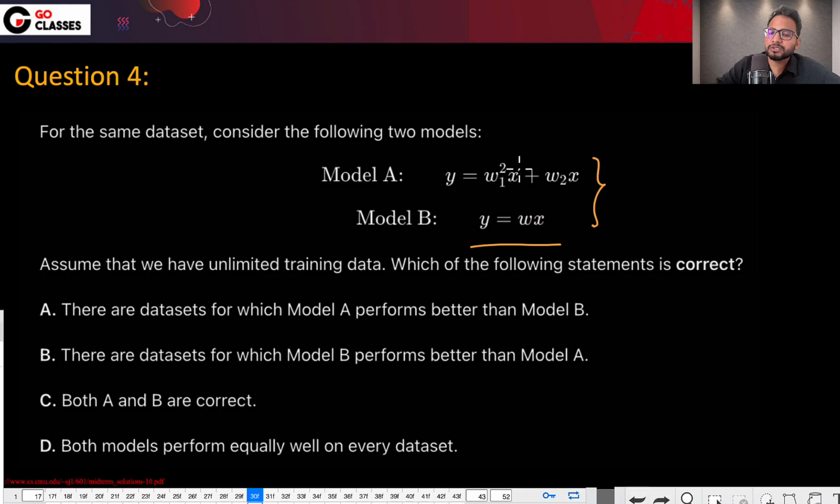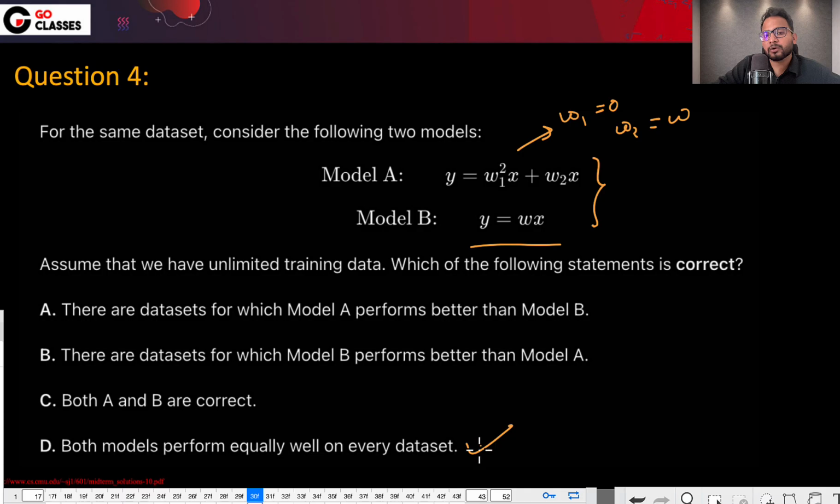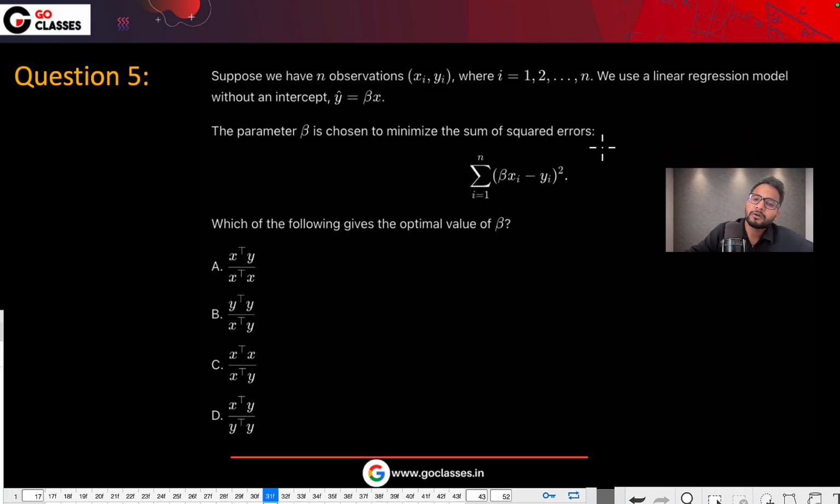So if you are having W1 square, then you can immediately make W1 to be 0. The model will adjust in such a way that it will not compromise. It can make W1 to be 0 and W2 the same as whatever W you are getting here, so that both are matching. That's why both models will perform equally well on every data set. Understood? So in this question, this is W1, W2. You don't have to set it; the optimization method will automatically set W1 to be 0.